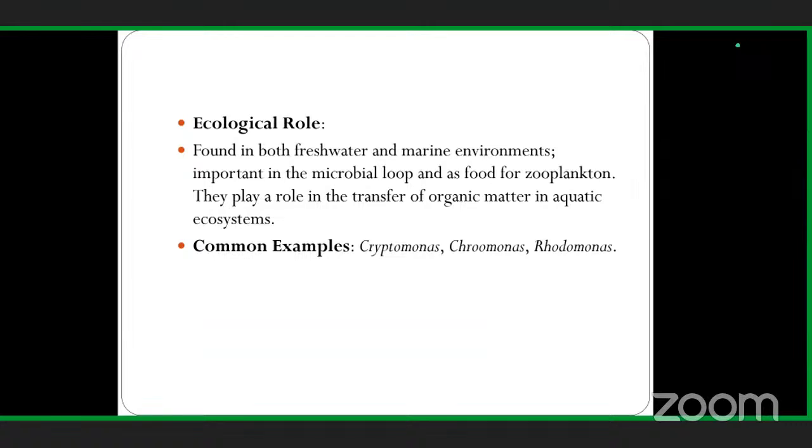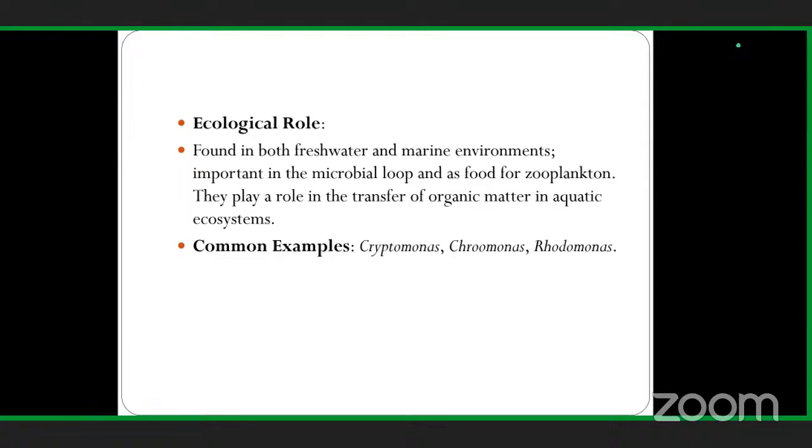So what are these zooplankton? They are a diverse group of small, often microscopic animals that drift in water columns. So these are found in the water columns, primarily in oceans, seas, and freshwater bodies. So Cryptophyceae, that is cryptomonads, also give food to this zooplankton. They can also form habitat. They play a role in the transfer of organic matter in aquatic systems. So the common examples are Cryptomonas, Chroomonas, and Rhodomonas.